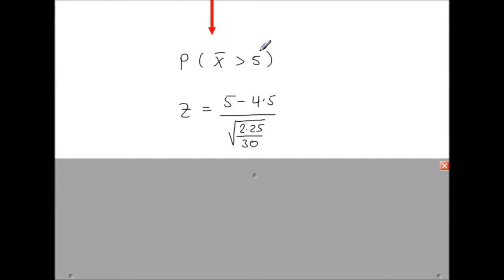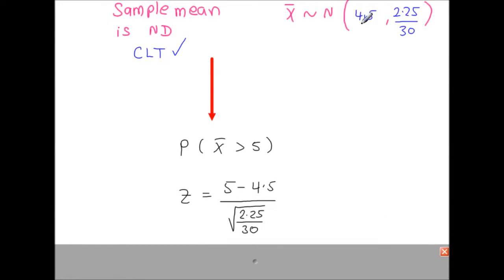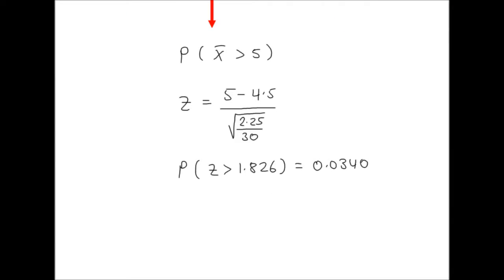So here's standardizing the 5. So subtracting the population mean from here. And you'll recall that in the standardizing formula, we divide by the standard deviation. This is a variance. So we need to square root the variance to get the standard deviation. And then we can use the normal tables to calculate the probability.